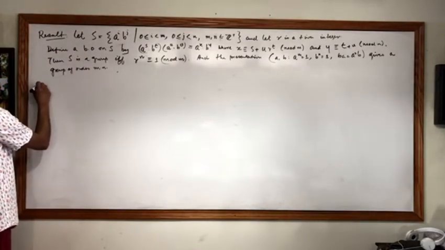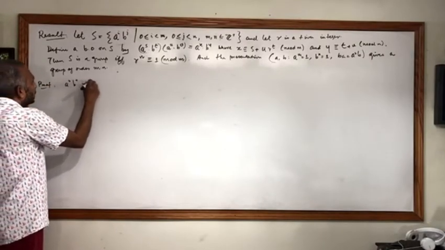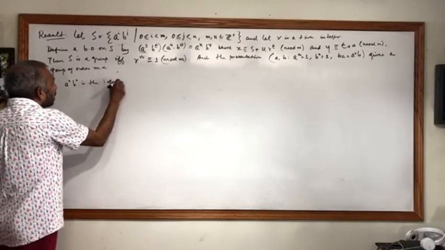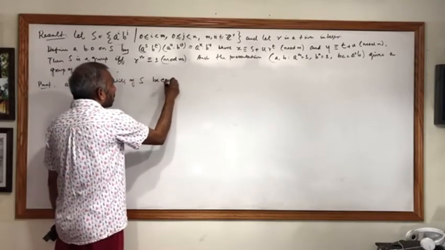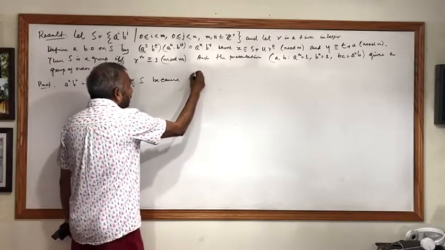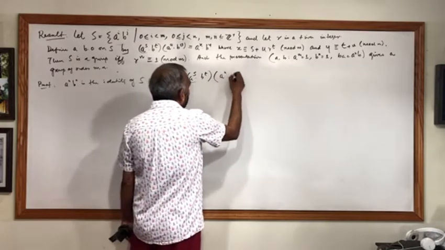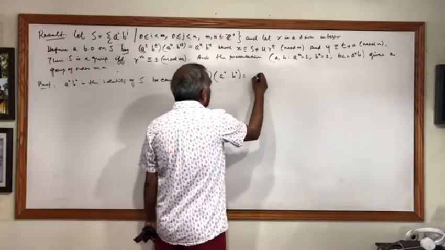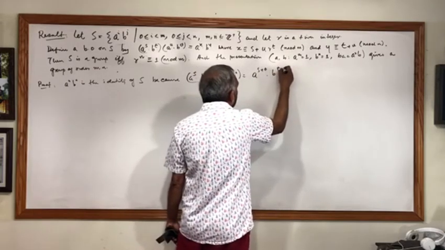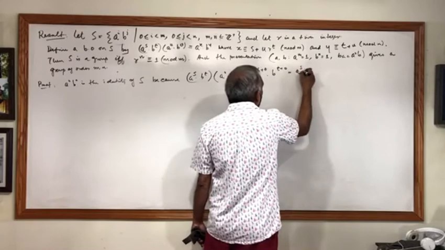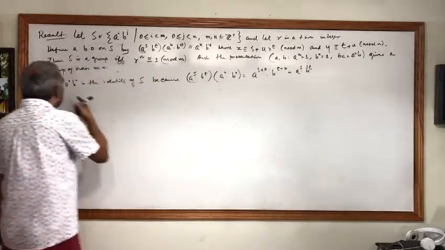The first one is that a to the power of 0 times b to the power of 0 is the identity of S, because a to the power of s times b to the power of t, times a to the power of 0 times b to the power of 0, with the definition is going to be a to the power of s plus 0 times b to the power of t plus 0, and that is equal to a to the power of s b to the power of t. So this is true for all s and t. That means this is the identity.